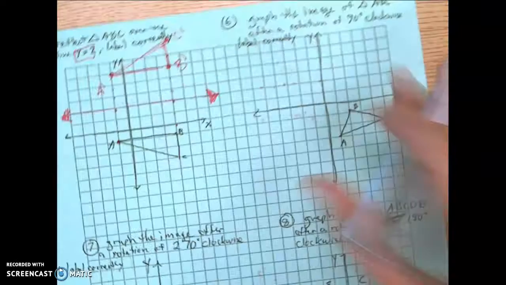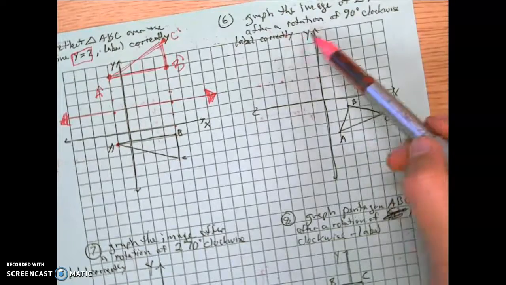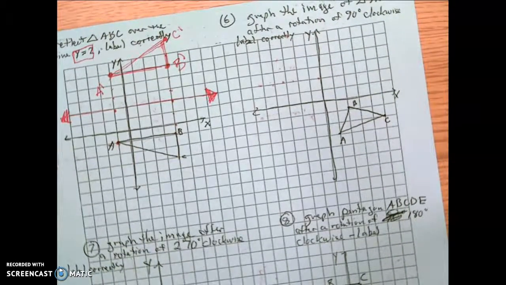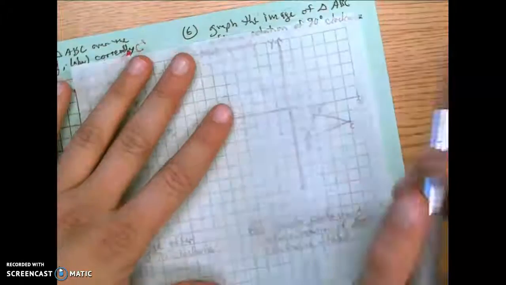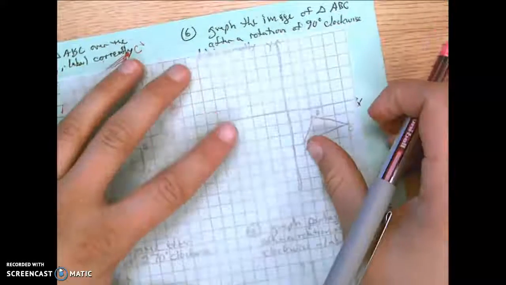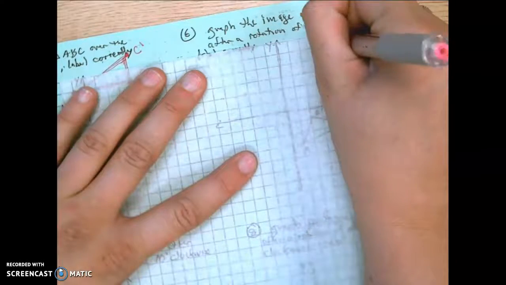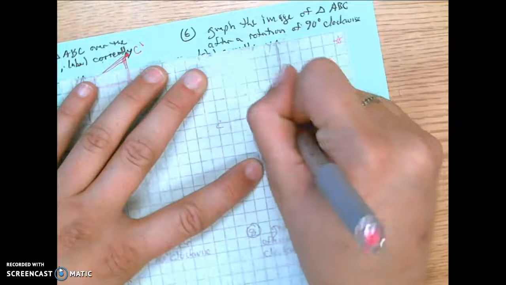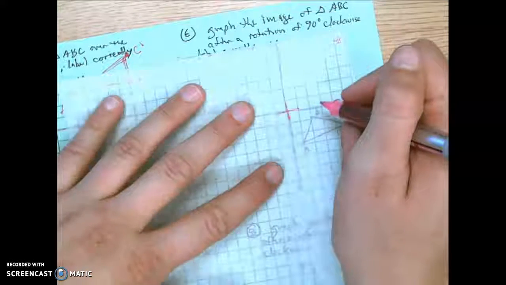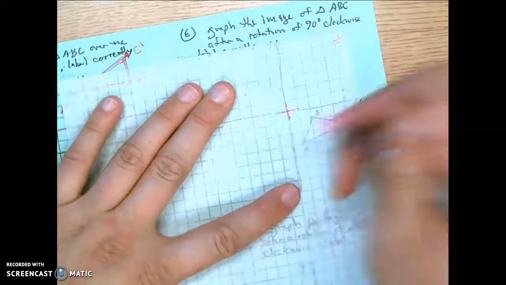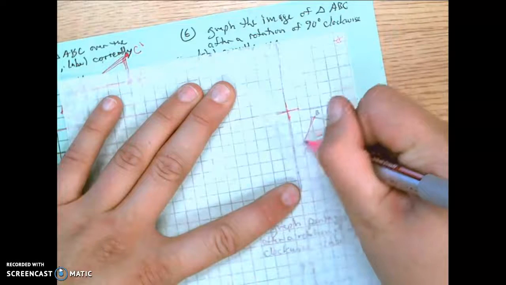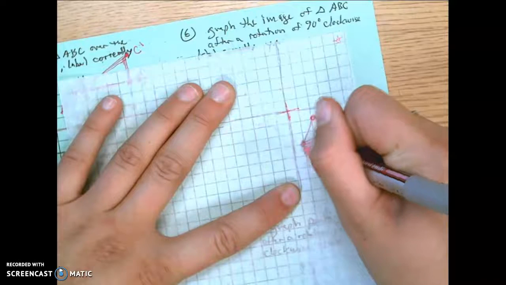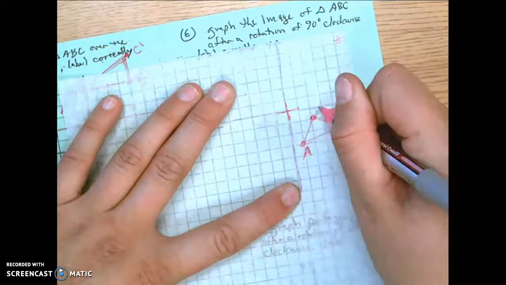All right, moving on. Graph ABC after a rotation 90 degrees clockwise. So this is when we need our handy dandy paper. You're going to line up your corners, make sure you're starring a top corner. I like to put my little cross in the middle where I'm going to rotate around. Then all I'm doing is tracing. So A, B, C. I like to make my dots really dark. Label on my paper so I don't get confused.